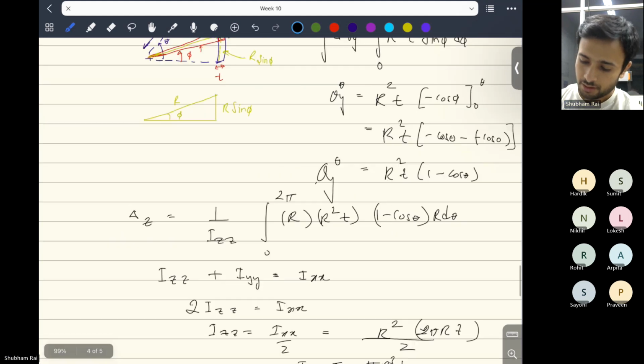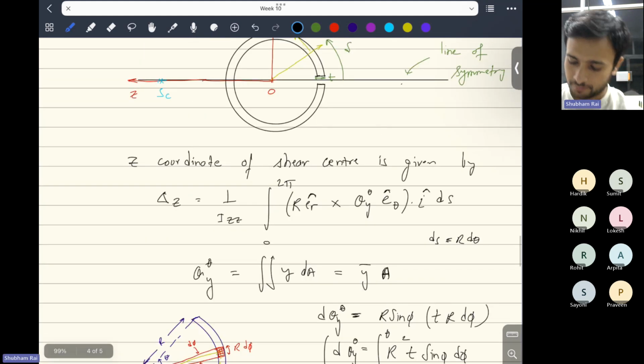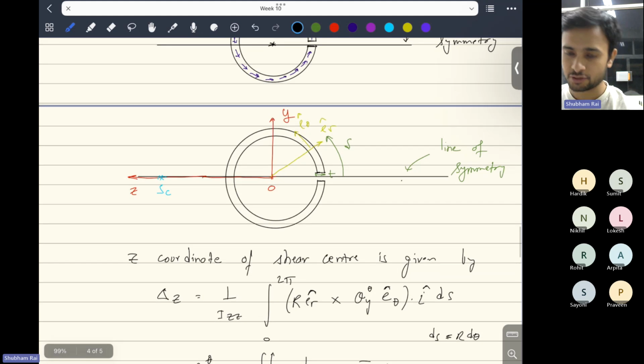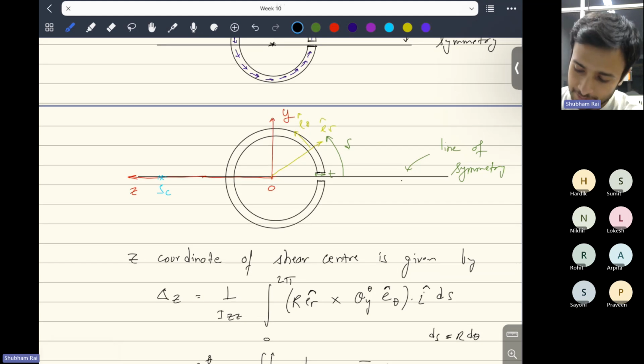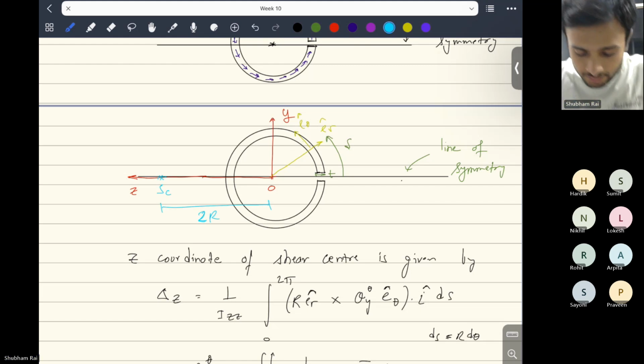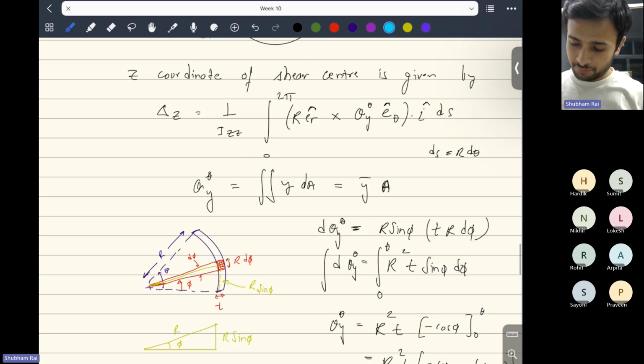Means your shear center is lying at a distance of positive 2r from the z axis. So this distance is 2r from the centroid of the section. Okay.